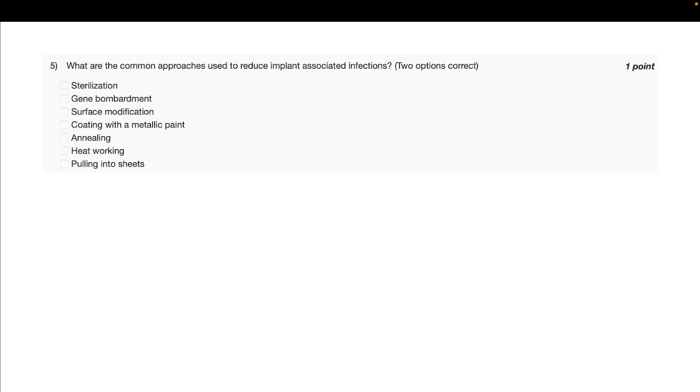The next question is, what are the common approaches used to reduce implant associated infections? You have to choose two correct options. Any guesses? Option 1, sterilization. Okay, and option 3, surface modification. So you're saying option 1 and 3, that is sterilization and surface modification. Okay. Anyone else? Thank you for answering. Yes, ma'am. Option 1 and 3. Okay, thank you. Anyone has a different answer?